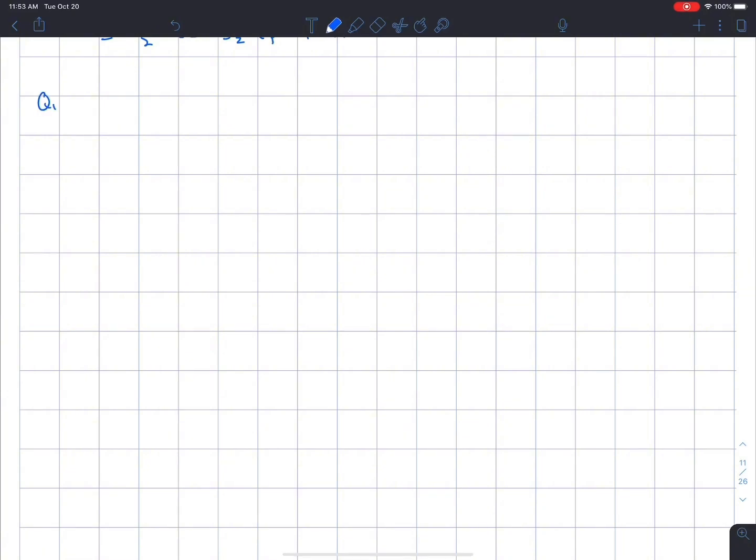Question 10. A 14-story building is 45.5 meters high. What is the height of each story? The same idea, if the total height is 45.5 meters and there are 14 levels, we can just divide it by 14 to get the height of each level.